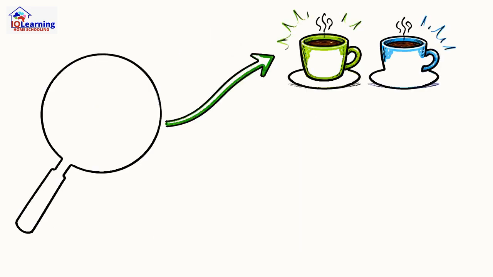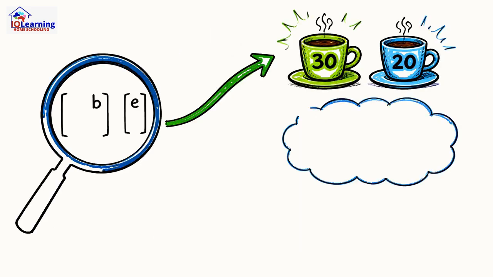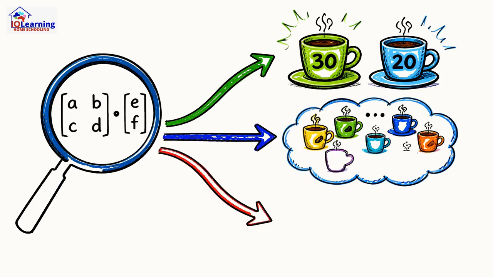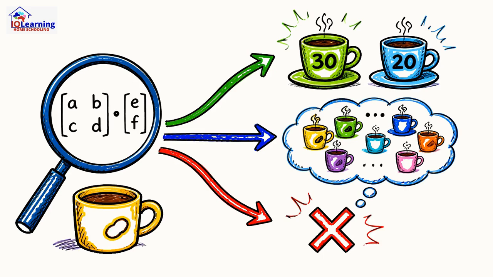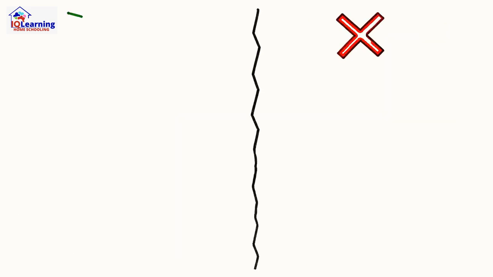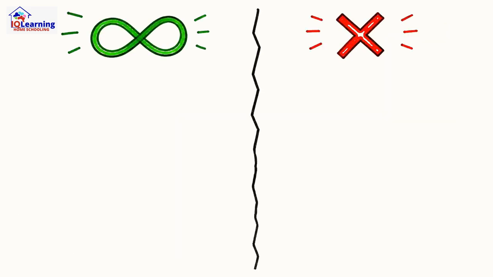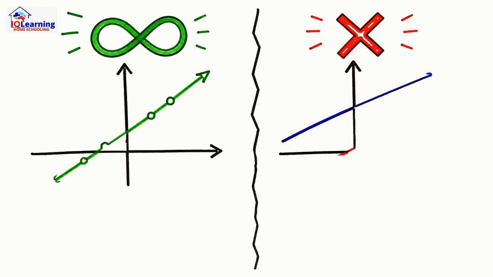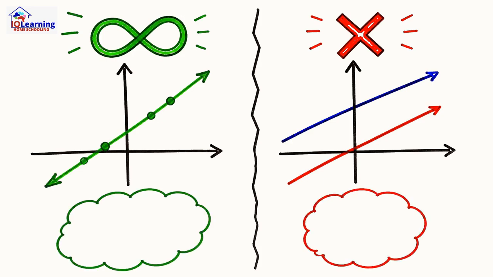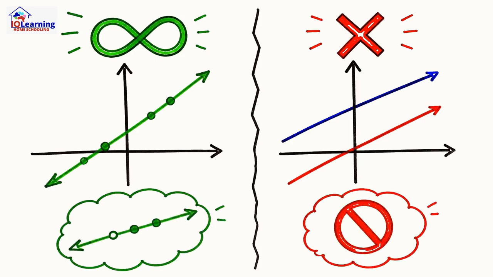Sometimes you get a single perfect answer, 30 regular coffees, 20 premium. But other times, the math reveals something deeper. You might find the equations are dependent, giving you infinite possible solutions. Or they might contradict each other entirely, leading to no solution at all. This tells you the initial problem was impossible.